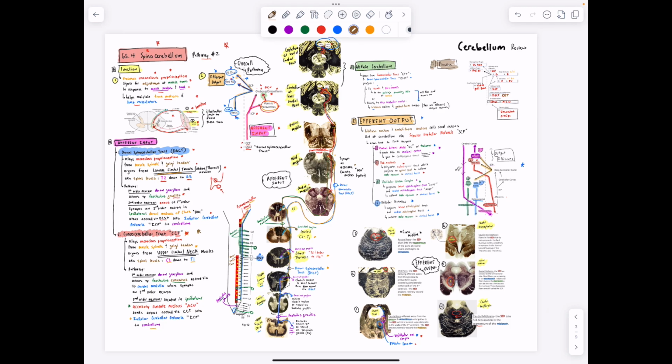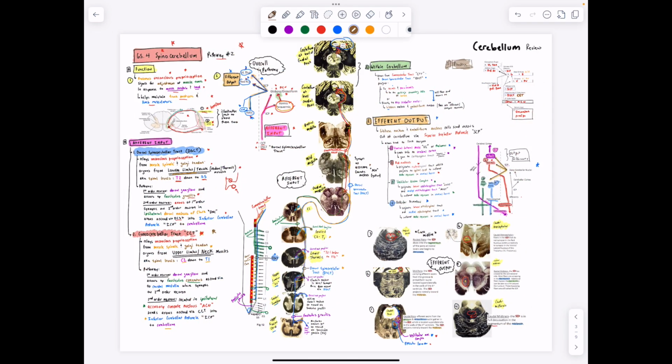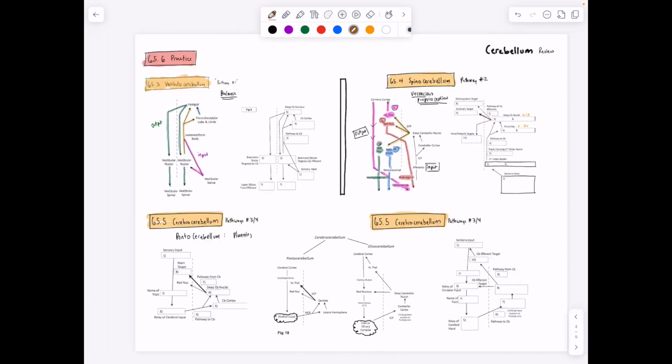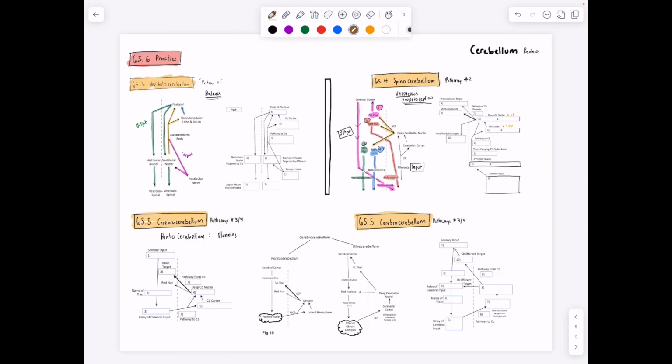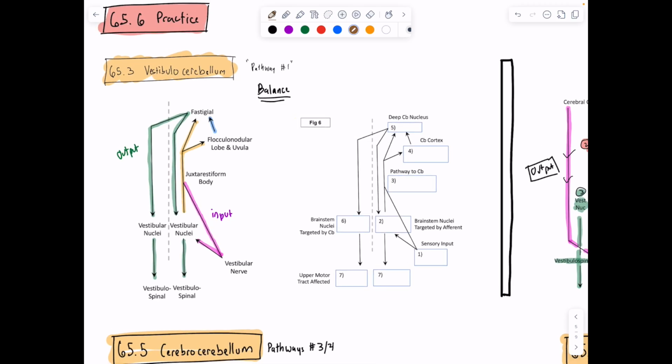Let's just take a look one more time. We had balance, vestibulo-cerebellum. We have unconscious proprioception with spinal cerebellum. We have pontine and olivary, so pontine planning, olivary refinement of movement. All right, so here is just some practice. We're having kind of the answers on the left-hand side to cheat a tiny bit, but let's just run through vestibulo-cerebellum tract.